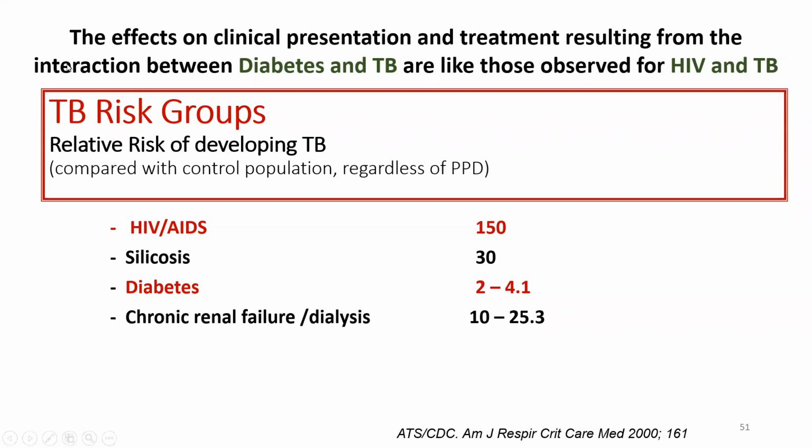The TB risk groups were looked at in terms of the relative risk of developing TB, compared to a control population, regardless of the PPD that was done on those patients. With HIV, the relative risk of developing TB was 150, silicosis 30, diabetes 2 to 4.1, and chronic renal failure on dialysis 10 to 25. This was from the Respiratory Chem Journal of 2000.